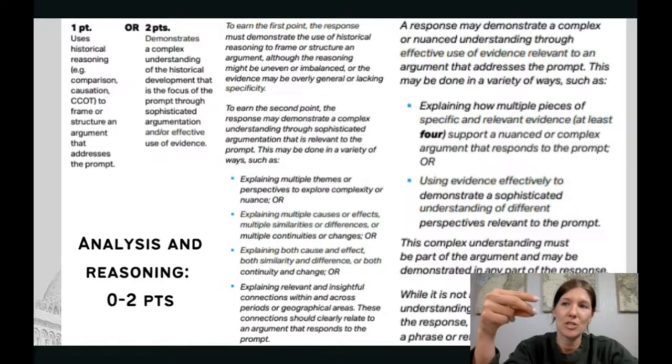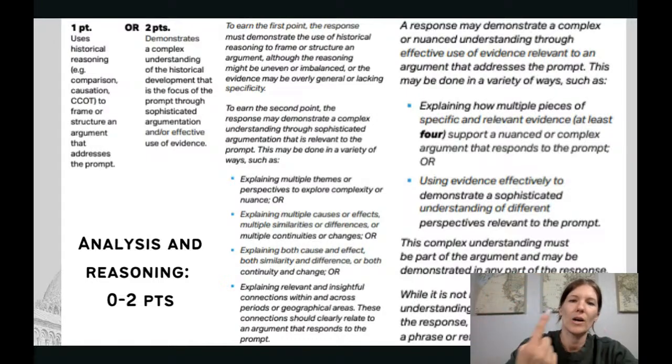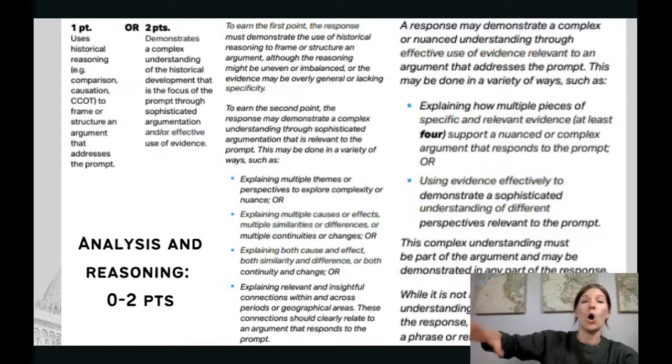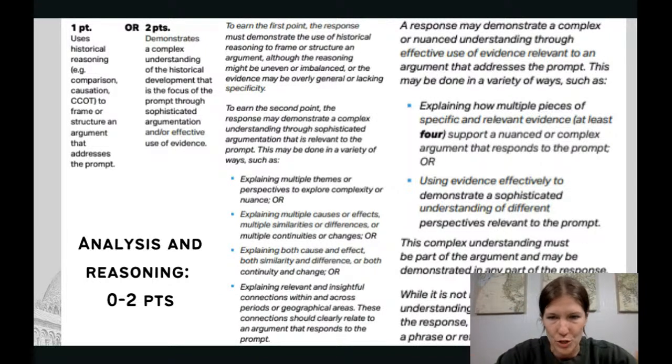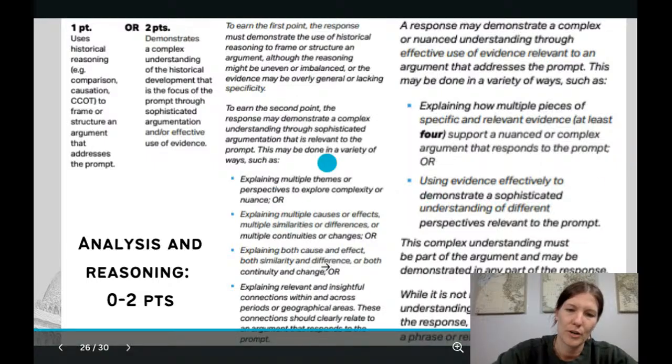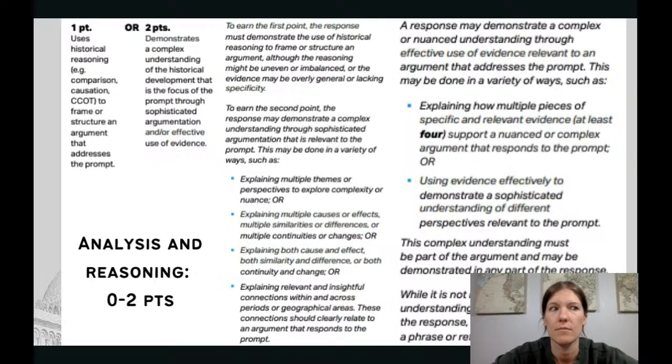Or you can demonstrate complexity to get that 2nd point. So this is a 1 or 2, whereas with the DBQ, the complexity is its own standalone point. The way that you can do this in your LEQ, which is so easy, these are all the same things that we've talked about for your DBQ. Use 4 pieces of evidence. You probably already do that. Use 4 pieces of evidence, and if you use them effectively and they are correct, that will get you that 2nd point right here.